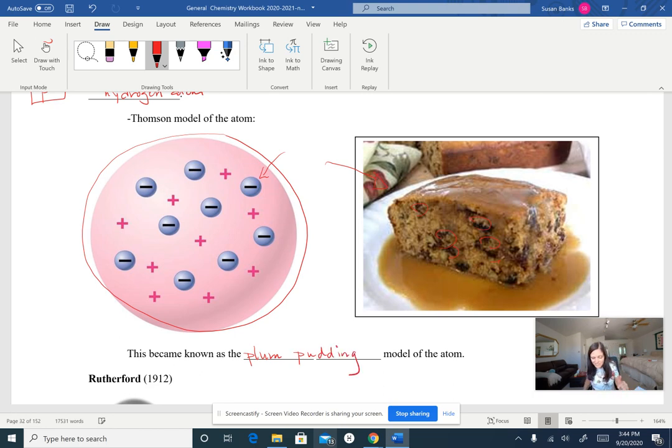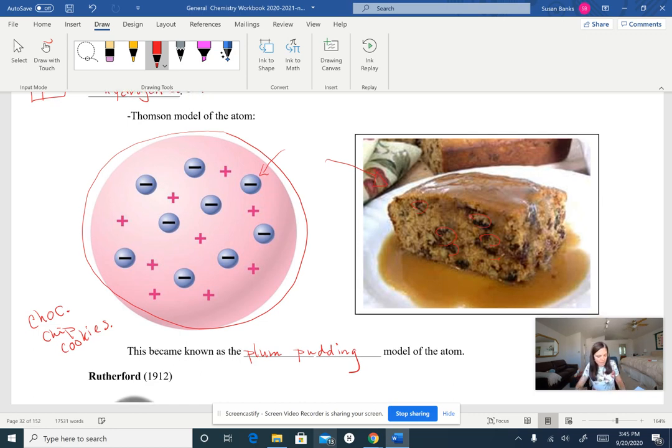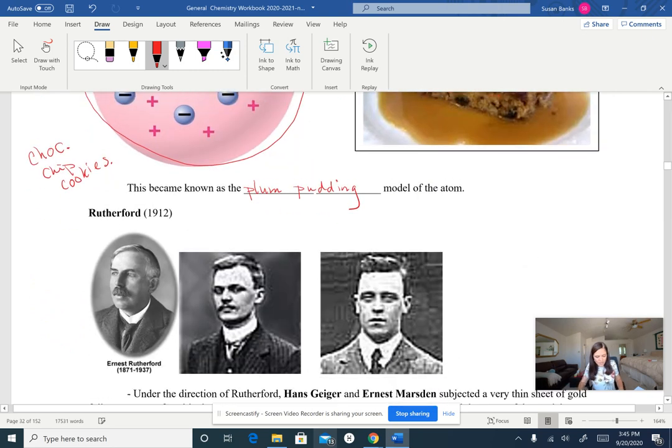Now, for those of us here that really don't eat plum pudding, I think of this for us American people as chocolate chip cookies. So he thought of the positive matrix kind of like the cookie dough that was just made basically the cookie. And he thought of the electrons as the chocolate chips, the randomly distributed bits and pieces of chocolate throughout that cookie were the electrons. So that gives you kind of a more idea of the atomic theory that we have. We are going to stop at this.